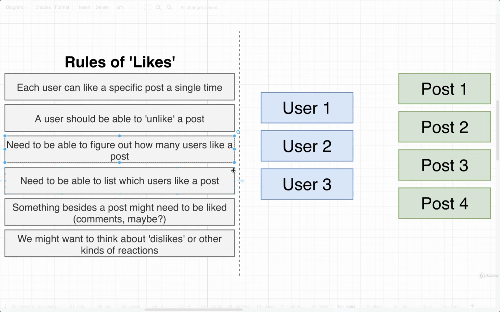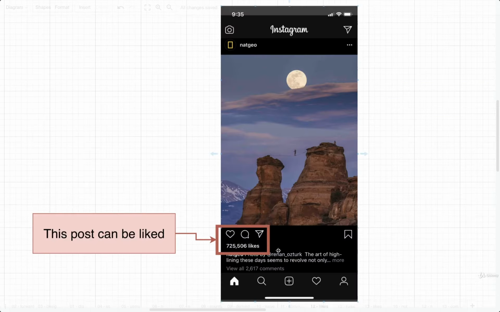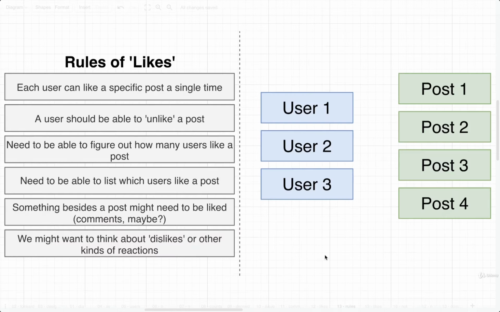Now, as far as actually consuming this information, if we think back to that screenshot we were just looking at, we need to very easily be able to say how many users like a given post. So when I show a post inside the app, I want to very easily be able to provide the number of people who like it. In addition, we might want to be able to easily list out which users like a post.